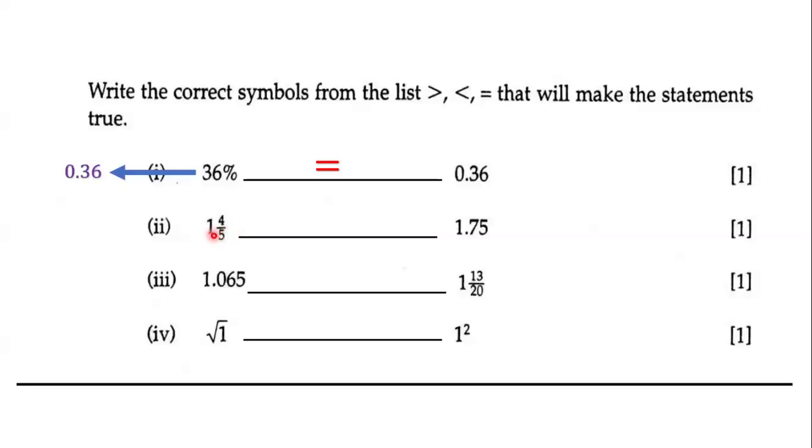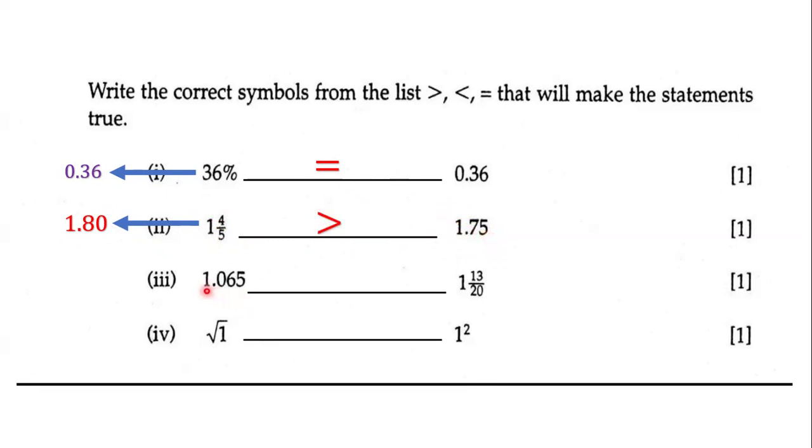Next, we have 1 and 4/5. And we compare that with the decimal number 1.75. Now, what is 1 and 4/5 written as a decimal? 1 and 4/5 written as a decimal is actually equal to 1.80. And 1.80 is definitely bigger than 1.75. And so that means that 1 and 4/5 is greater than 1.75.